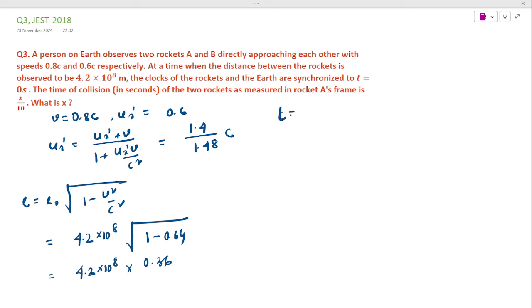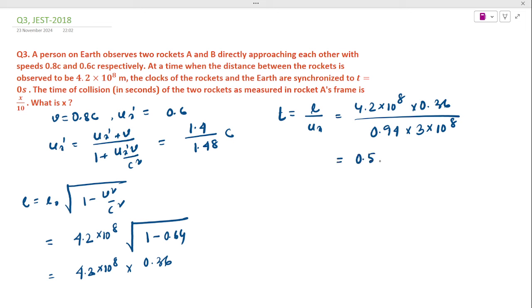Now for the time t, we know s equal to vt, so t would become L by ux, that is 4.2 times 10 to the power 8 times 0.36 divided by 0.94 times the speed of light, 3 times 10 to the power 8. Calculating the numerical value on your calculator gives 0.53, and since the question says this is equal to x by 10, we get x equal to 5.3. This is our answer.